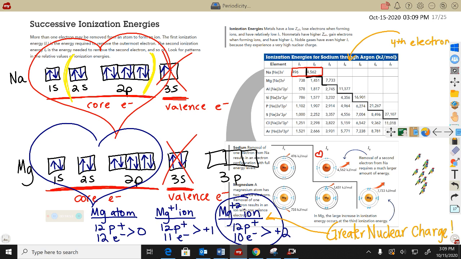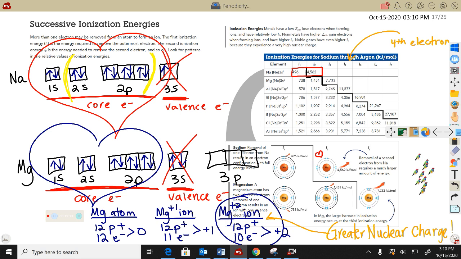Oh, I'm okay losing 2 electrons from sodium because now I've got my core electrons. I've got my stable full orbitals. But does magnesium want to lose a 3rd electron? Heck no! We don't want to lose a 3rd electron. That's one of the core. So you'll always notice this huge jump in ionization energy, and it's always the switch from valence electrons to core.